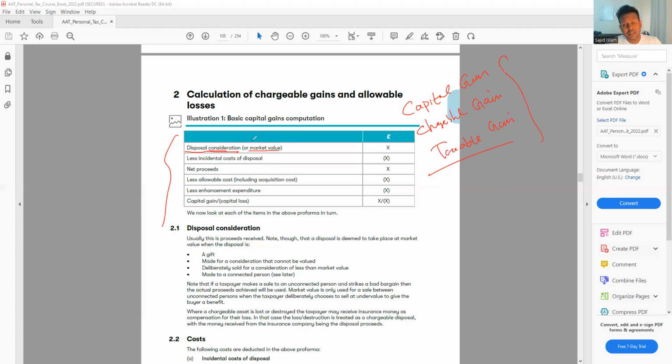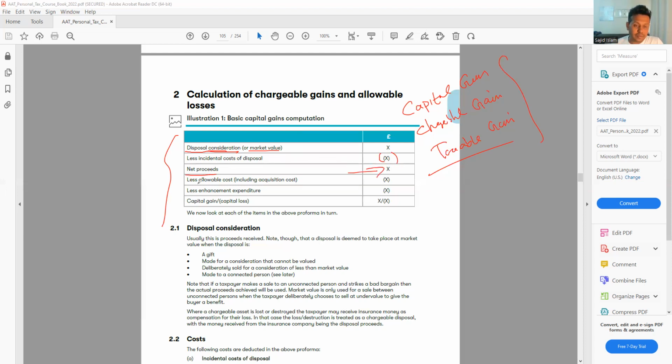Disposal consideration means the sales value or the proceeds value, how much we're selling it for. Then less incidental cost. Incidental cost means the cost relevant to the disposal, as I said, the agent fee or the commission or maybe legal cost. So to sell this asset, you have to pay this money. So you have to deduct it, and that will tell us the net proceeds, how much we're actually going to receive by selling this asset.